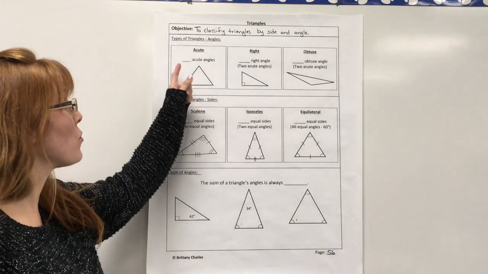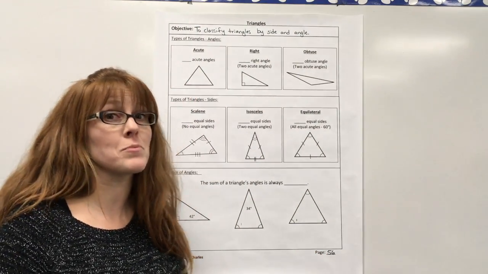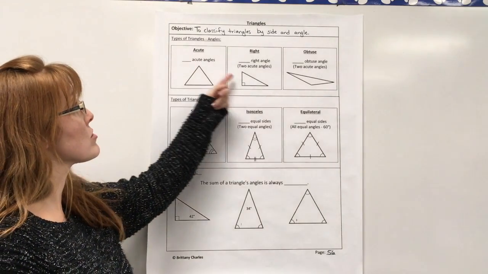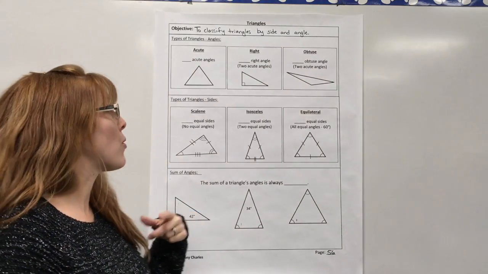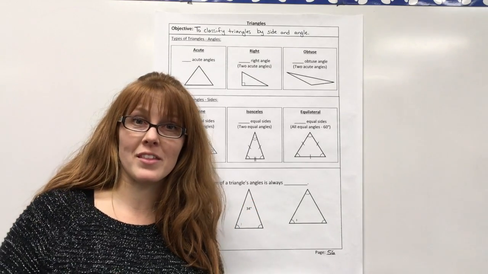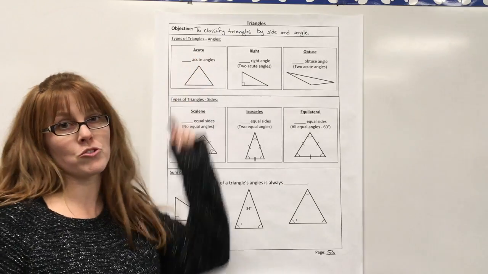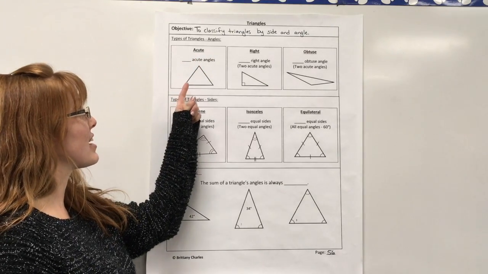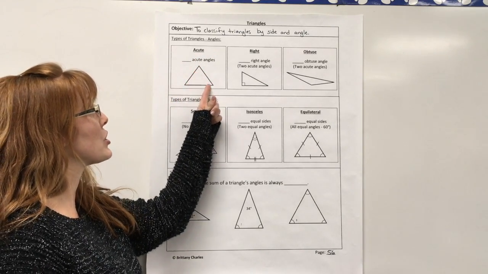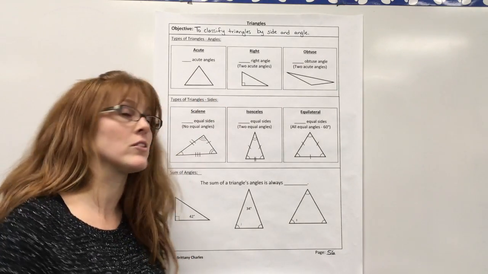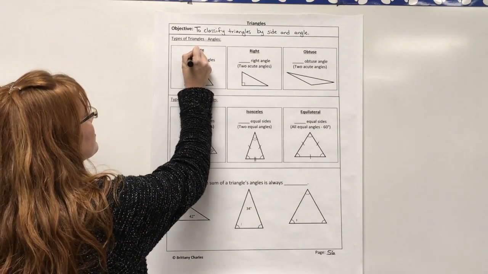All right, well first of all, we can classify or name triangles based on the angles that are in the triangle. So all triangles have three angles, just like they have three sides. So our first type of triangle is called an acute triangle. And what this means is that it has three acute angles that form the triangle. So this would be 3.